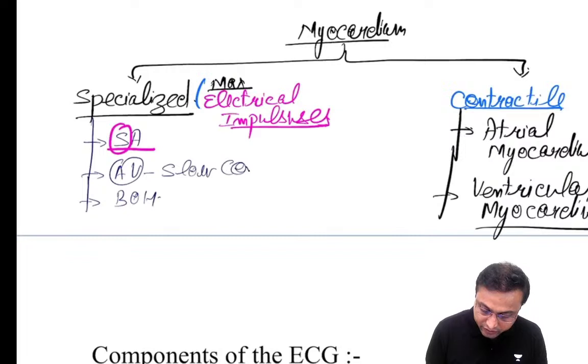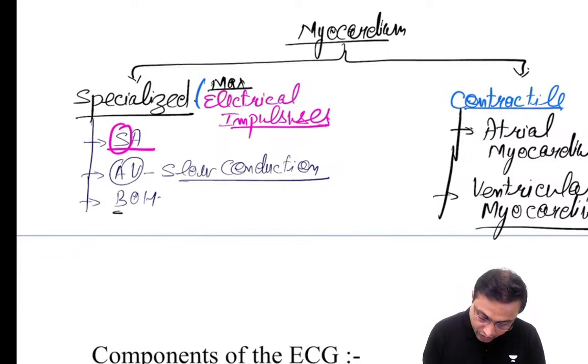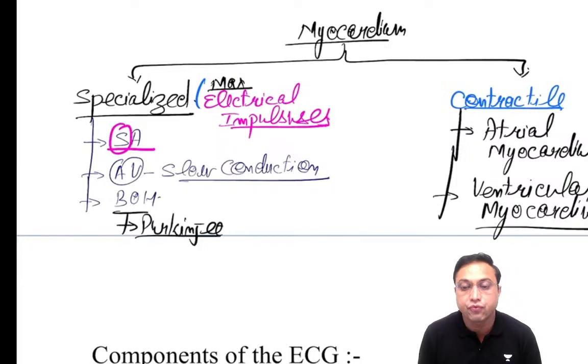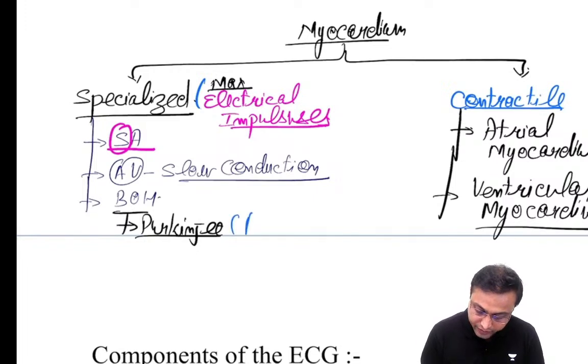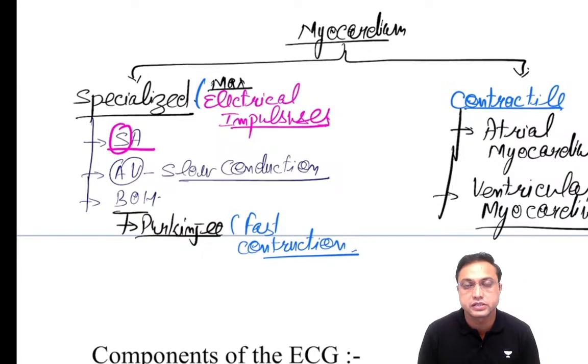Do remember that the AV node has a slow conduction. The reason we have explained is because it gives some time to contract the atria and shift the blood from atria to the ventricles, right? And then we have the bundle of His and the Purkinje fiber system. They have fast conduction. Why do we have these fast impulses in the bundle of His or Purkinje fiber? So that both the ventricles can contract at the same given time, right?